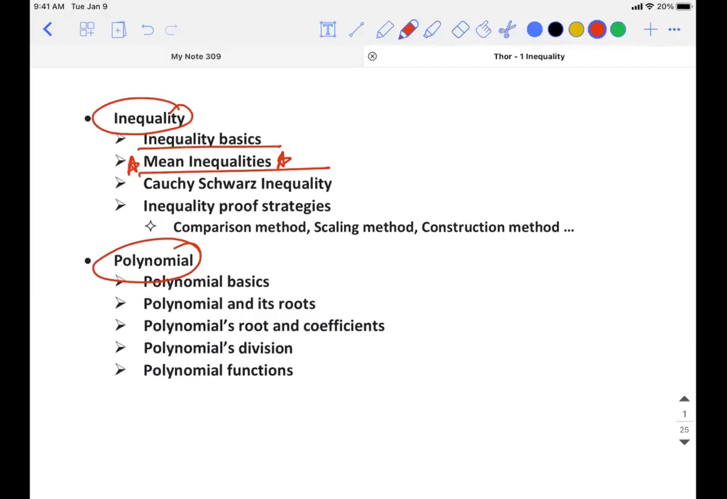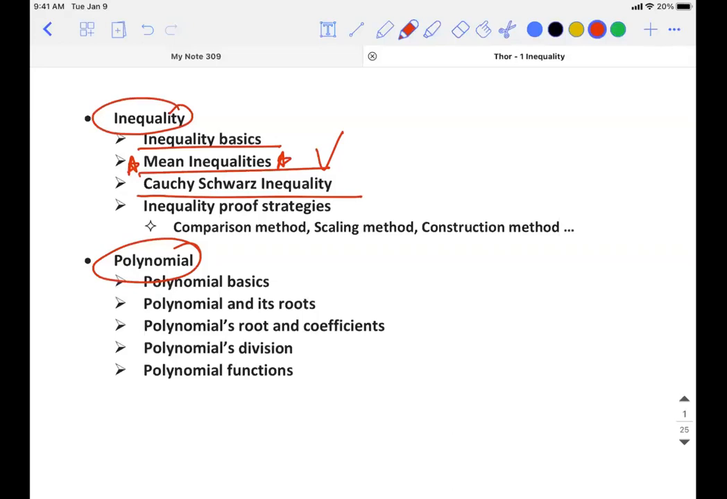Most of the other complicated, flowery inequalities are actually derived from the mean inequality. So therefore, we're going to put a lot of focus on the mean inequality. And moving forward, we're going to talk about the Cauchy-Schwarz inequality, which is also a very important prototype of inequality. From time to time, you will see different kinds of inequality problems that use a combination of the mean inequality and the Cauchy-Schwarz inequality.